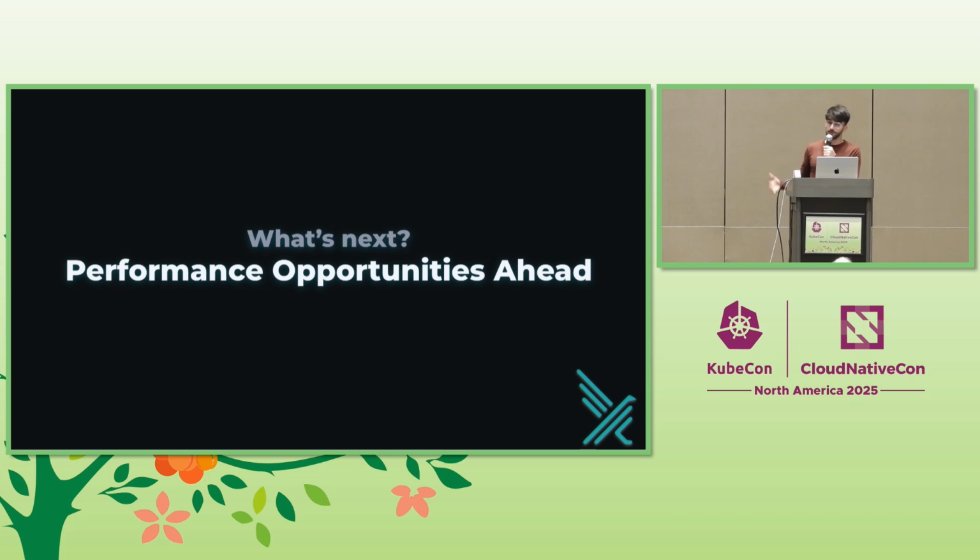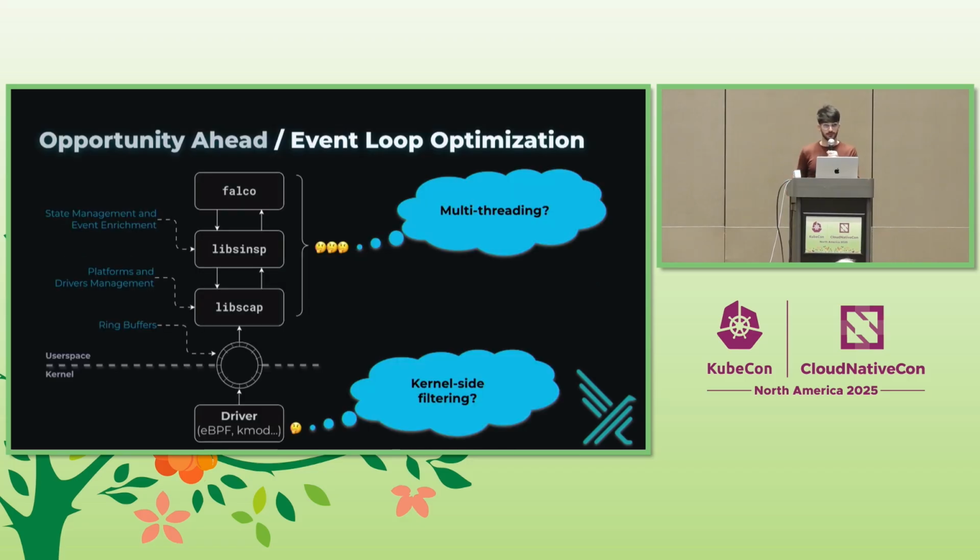Okay, now let's start a new section of this talk. As community insights have been crucial for the project evolution, we would like to start a discussion with you about possible areas of intervention for performance improvements or maintainability improvements of the project. I will start by talking about performance opportunities, and specifically event loop optimization.